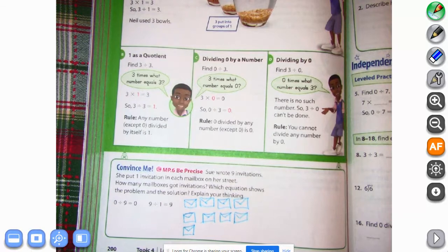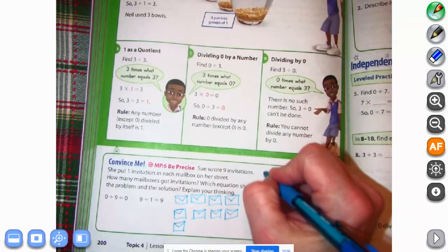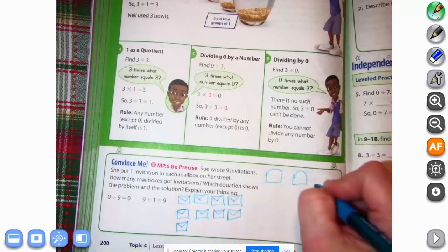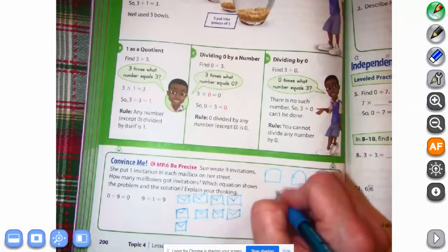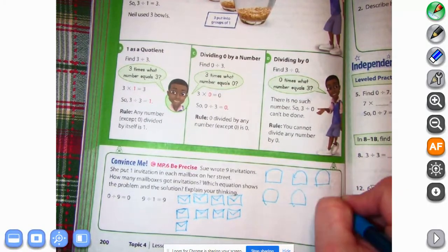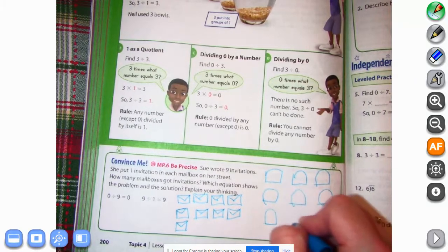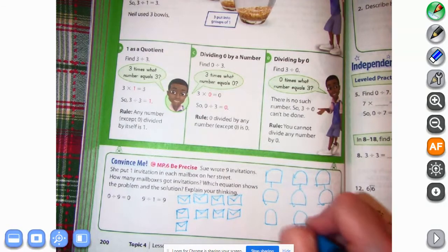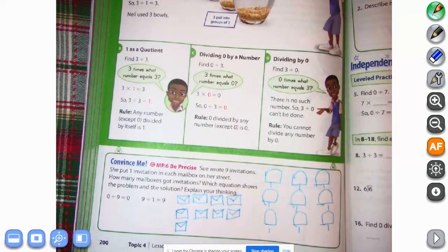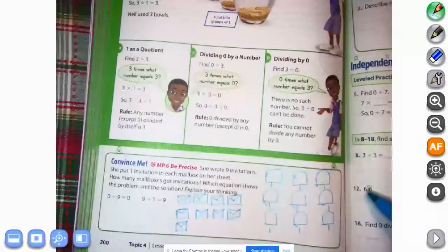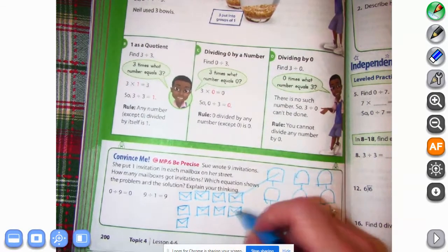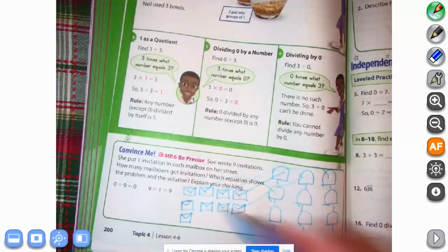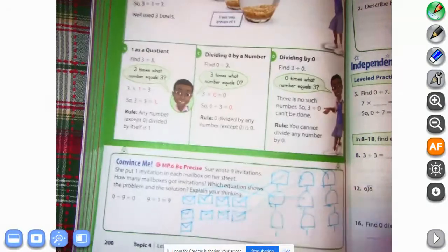Okay, those are my invitations. And then I'll do a little box for my mailboxes. All right, so that's my little mailbox right here. All right, so she has 9 invitations, 9 divided up by 1. This one goes there, this one goes there, this one goes over here, this one goes here, this one goes all the way over there.